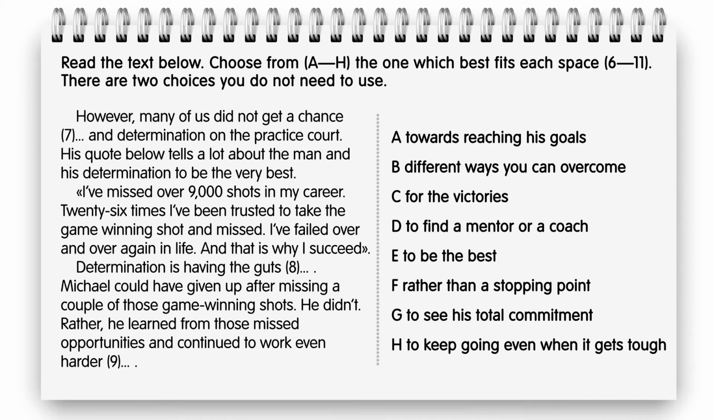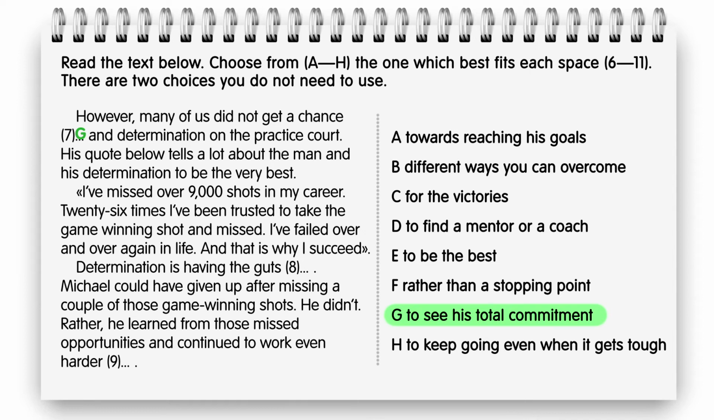However, after the blank, or after the gap, we have the word and determination specifically. And this means that we should be following get a chance with to see a noun. We need a noun here. So many of us did not get a chance to see his total commitment makes much more sense and is much more grammatically correct. So here, the best answer for this gap will be G.